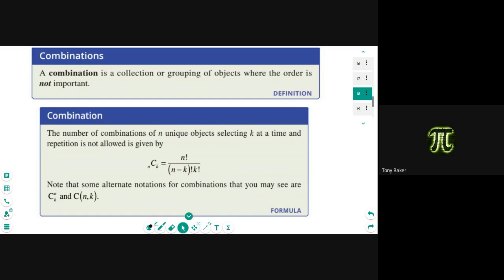Okay. So if I was picking people for a committee, I'm going to pick three of you in here for a committee. Does order matter on where I pick you? You're all going to be on the committee, right? So in that situation, order wouldn't matter. So I would use combinations. If I was going to pick you for president, vice president, and secretary, does order matter? That would be a permutation.